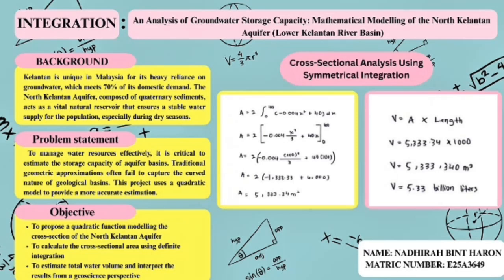To estimate the total capacity, I use the formula volume equals area times length, based on a length of 1000 meters. The total volume is 5,333,340 cubic meters. This is equivalent to approximately 5.33 billion liters.